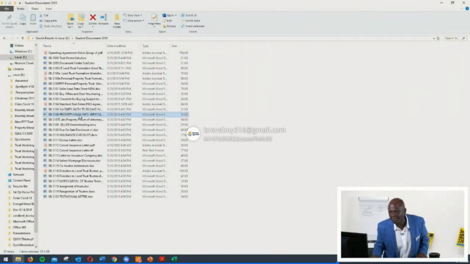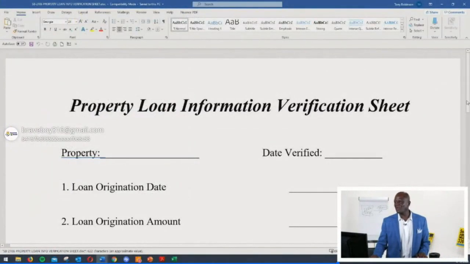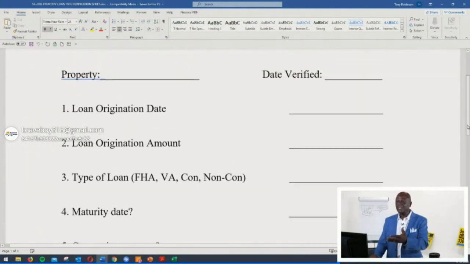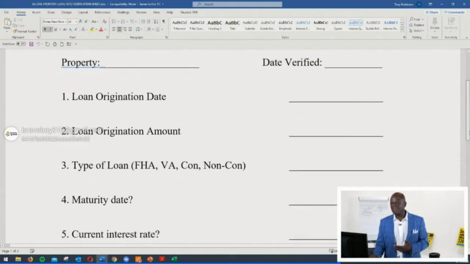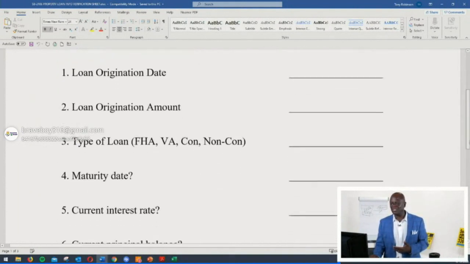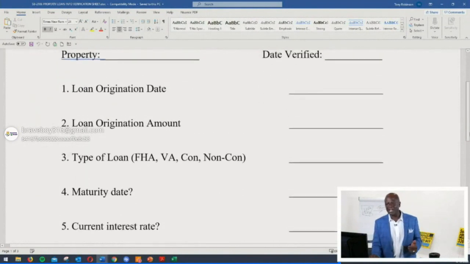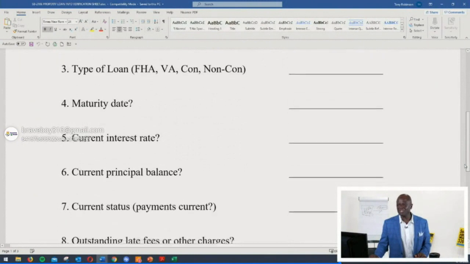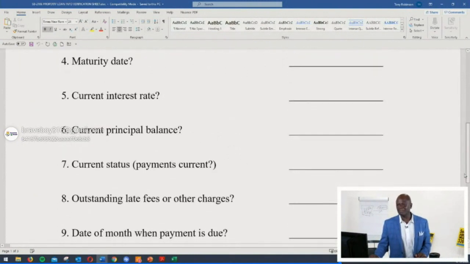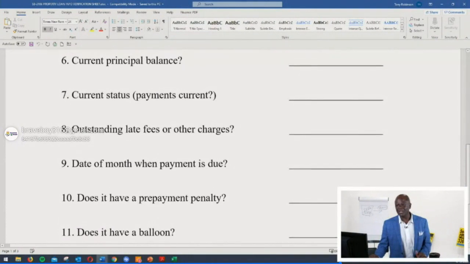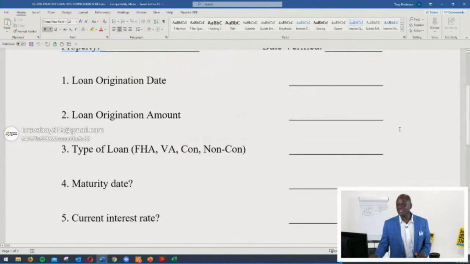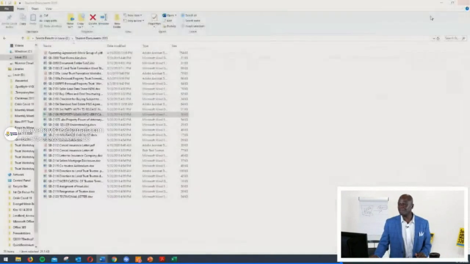All right. You got the property loan verification sheet. So guys, when you're talking to that seller, when you get those loan documents, this is everything you're looking at as it pertains to the loan documentation that you're going to get from them, their mortgage documentation: date that it originated, loan origination amount, type of loan it is, maturity date, current interest rate, principal balance, what's the current status, all right? Does it have a balloon? You want to answer all of these questions, okay?